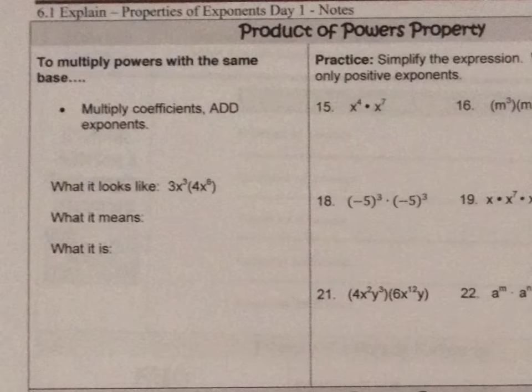So, in order to multiply powers with the same base, we multiply coefficients and we add the exponents. Okay, so what that means, first of all, let's review what these vocab words mean. Coefficients are the numbers that are in front of the variables. So the coefficients in the example below would be 3 and 4.